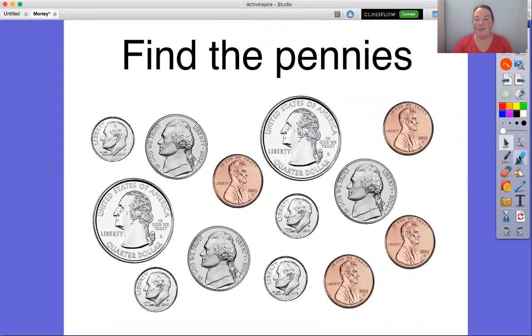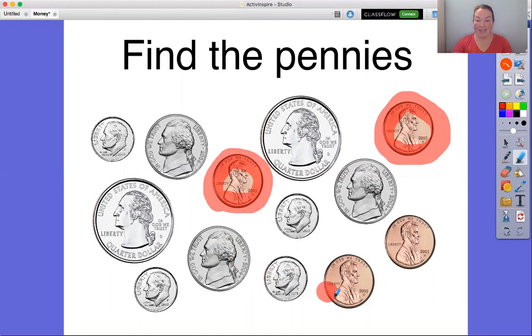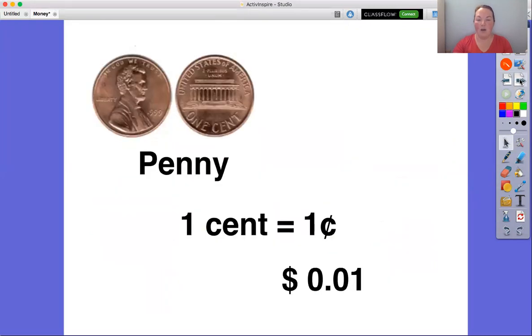Let's see if you can find the pennies. Here's a penny. Is this a penny? No, wrong color. Is this a penny? No, wrong size. Is this a penny? Yeah, there's a penny. What about this? No, right here. No. Is this a penny? Yes. Do you see any more pennies? Look around. Right here. We had one more penny right there. Good job. Okay, so a penny, 1 cent.